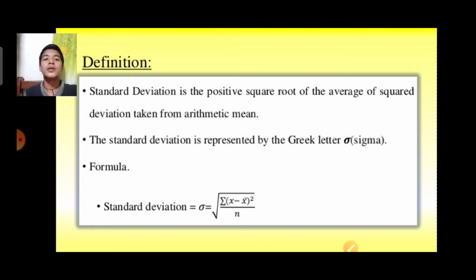Definition: standard deviation is the positive square root of the average of squared deviations taken from the arithmetic mean. The standard deviation is represented by the Greek letter sigma. The formula is: standard deviation is equal to the square root of the sum of (x minus mean) raised to 2, over n.